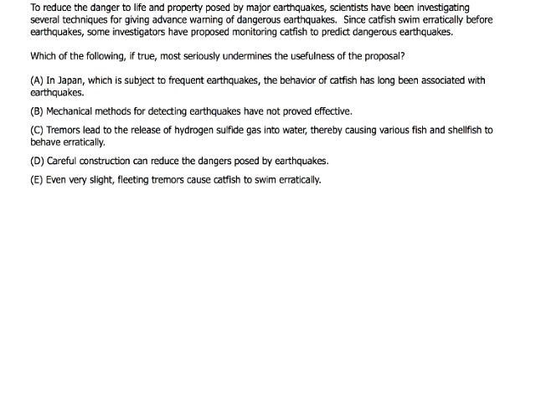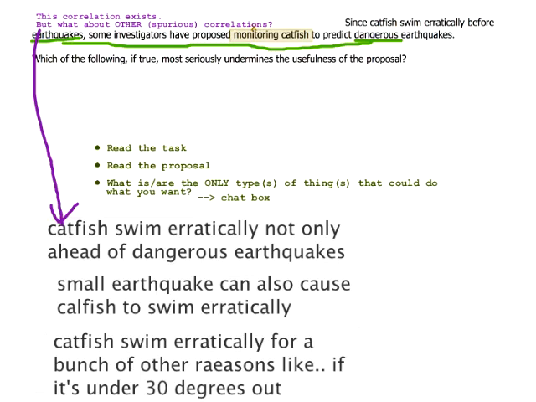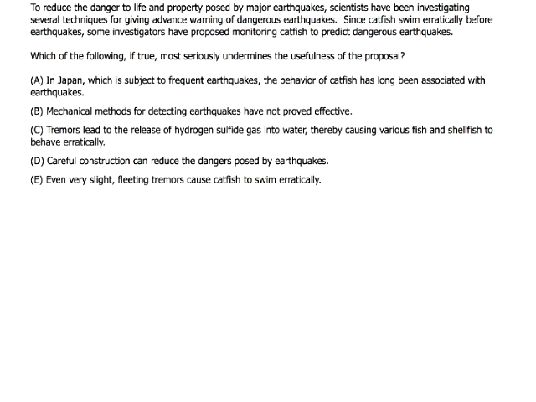Okay, so remember what we came up with. There has to be some other correlation that obscures the correlation between erratic swimming and big dangerous earthquakes. There could be other, not so dangerous earthquakes, or it could be random factors. But it has to be something. It has to be some other thing, besides big quakes, that makes catfish swim in a way that's weird.